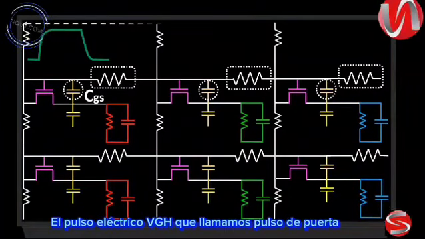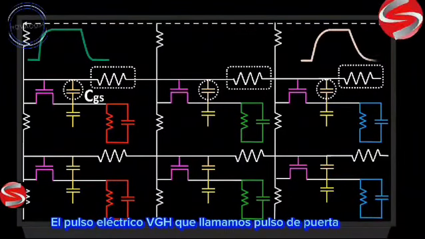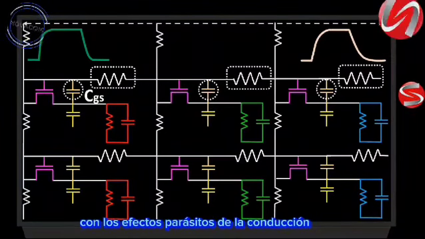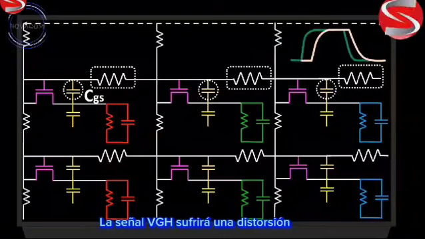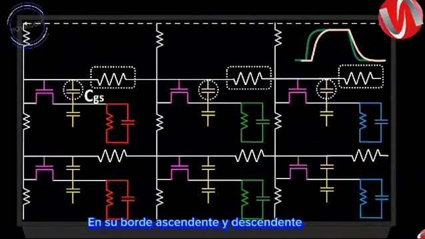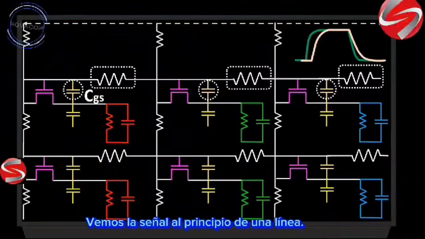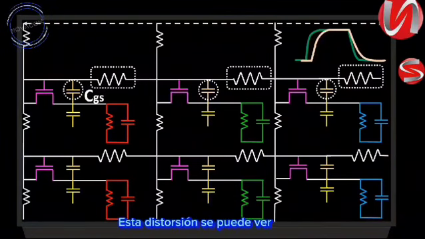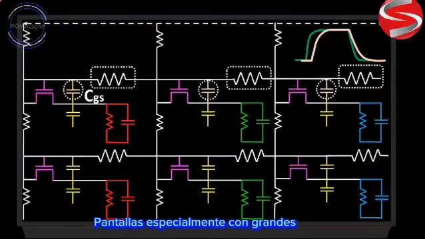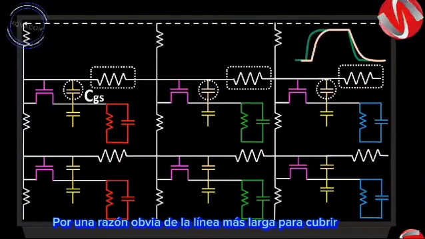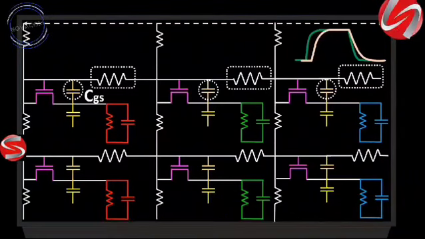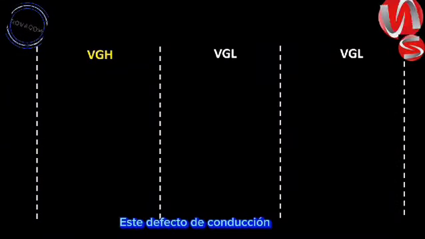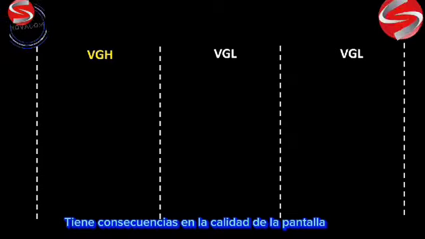The electrical pulse VGH that we call the gate pulse must travel a certain length from left to right. With the parasitic effects of conduction, the VGH signal will undergo a distortion on its rising and falling edge. We see the signal at the beginning of a line is not exactly the same at the end of the line. This distortion can be seen especially with large screens, for the obvious reason of the longer line to cover. This defect of conduction has consequences on the quality of the display.